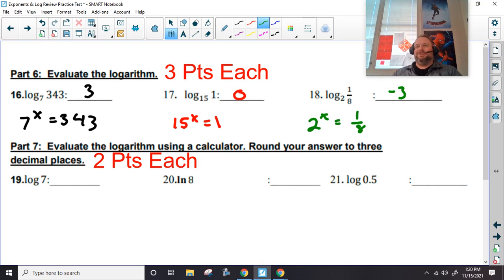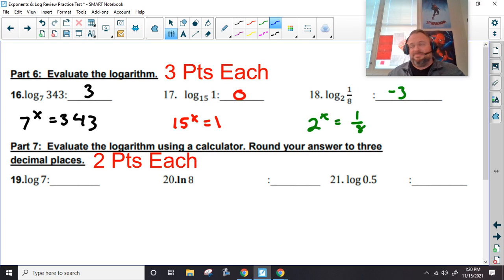Again, I think it's really funny that this is covered in Algebra 2, but yet we use it a lot with satellite positioning, missile defense, and things like that. All right.